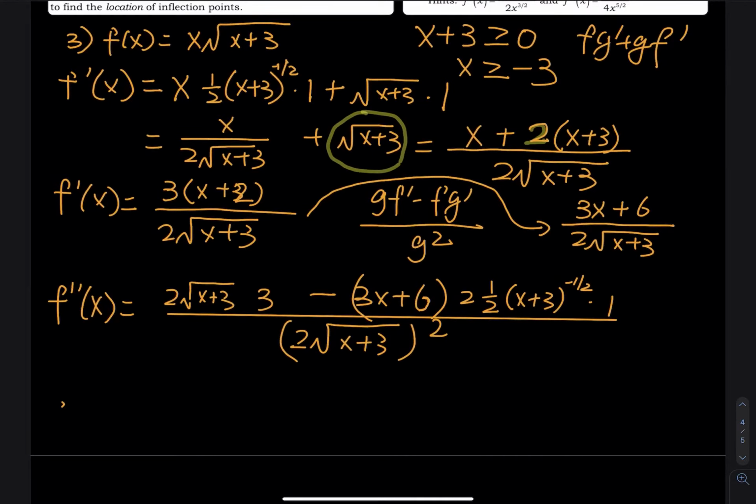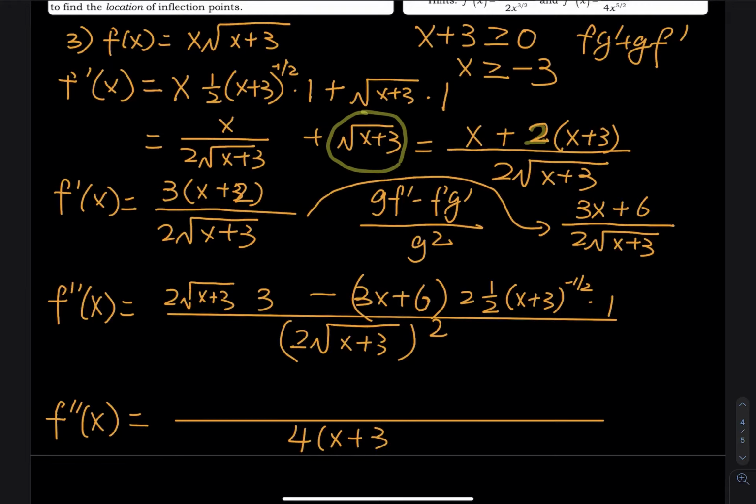So you have f double prime of x, and then we prepare a long fraction bar. The bottom will be 4 times x plus 3, and then this is 6 times the square root of x plus 3. That looks clean, and then these two got cancelled. The 1, we can ignore the 1, and then we have a minus 3x plus 6 on top, and then the denominator is the square root of x plus 3. And then you need a common denominator on top.